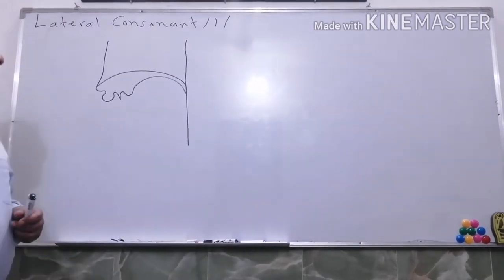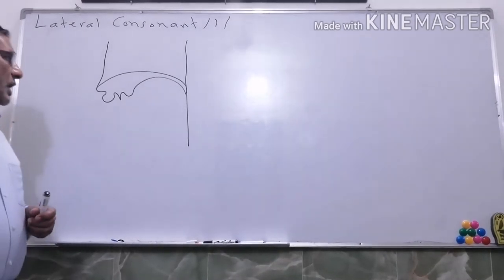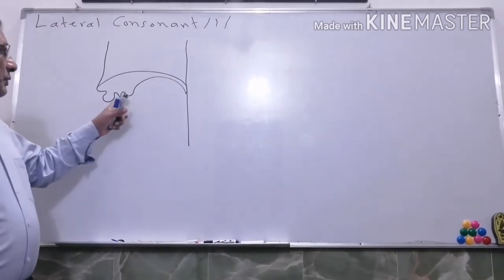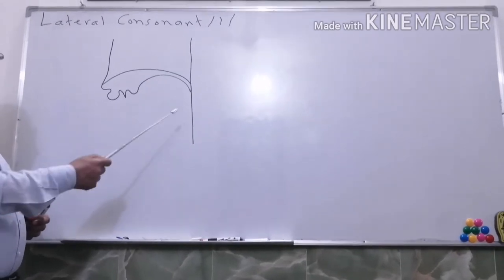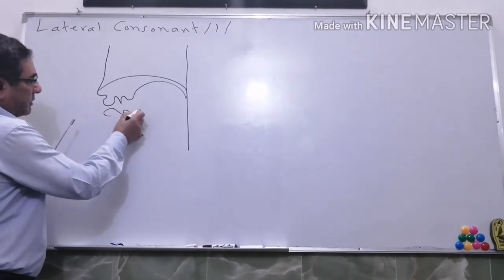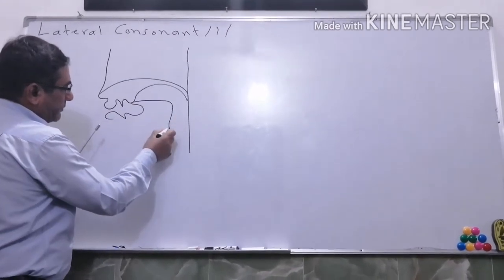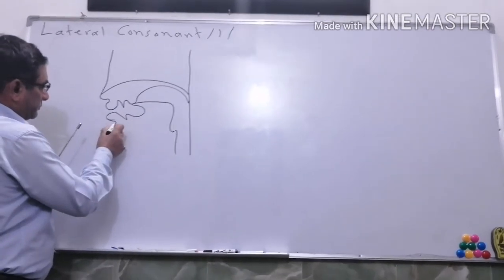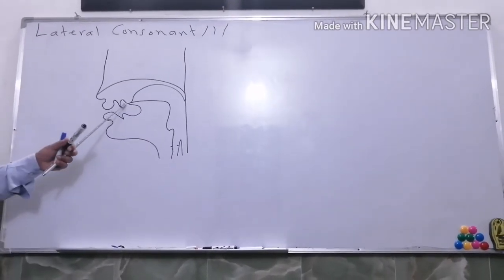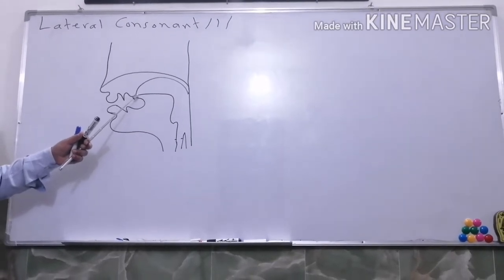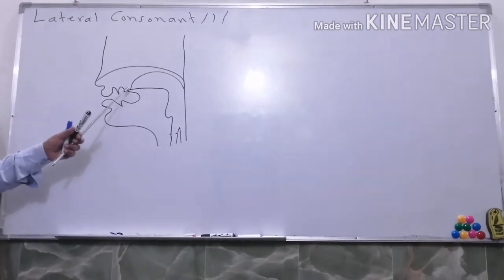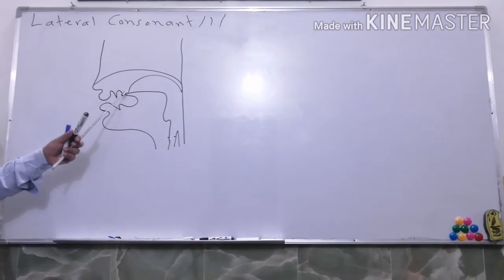The second point is that the tip of the tongue and the sides of the tongue blade are in contact. Of course, the sides can't be seen in the diagram. Again, the tip of the tongue and the sides of the tongue blade are in contact with the alveolar ridge, obstructing the center of the mouth. You see here, this is the second point. Now, as you see here, the tip of the tongue and the sides of the tongue blade, which can't be seen in the diagram, are in firm contact with the alveolar ridge, obstructing the center of the mouth.